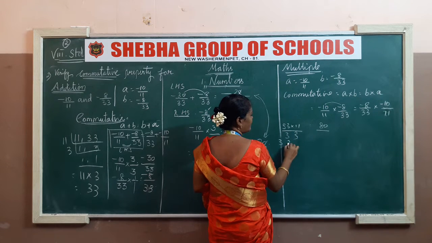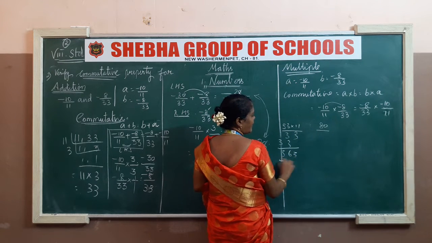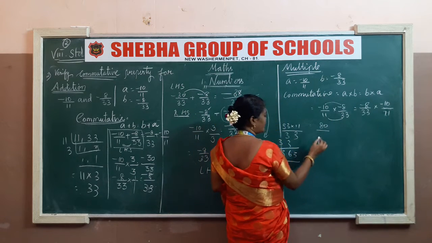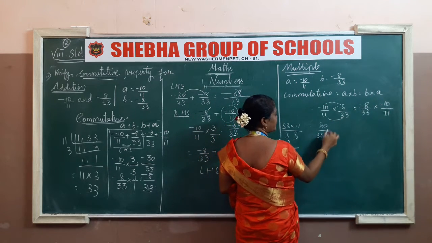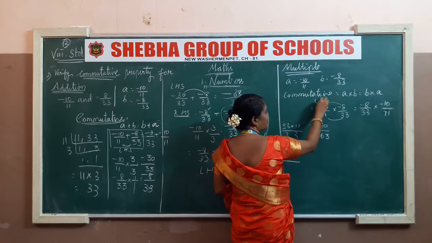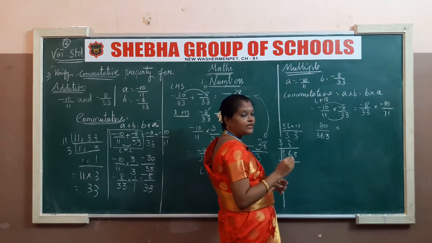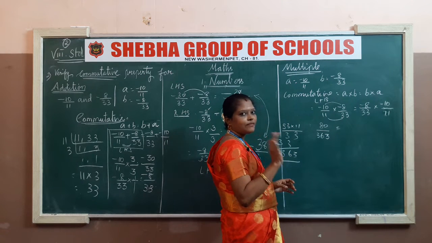33 and 33. So, what is the answer you can get? 363. Okay, wow. So, when we multiply 11 and 33, we are getting 363. This is our what side? Left hand side. Now, we are finding the answer to the right hand side, whether it is equal. But surely the answer must come out equal.